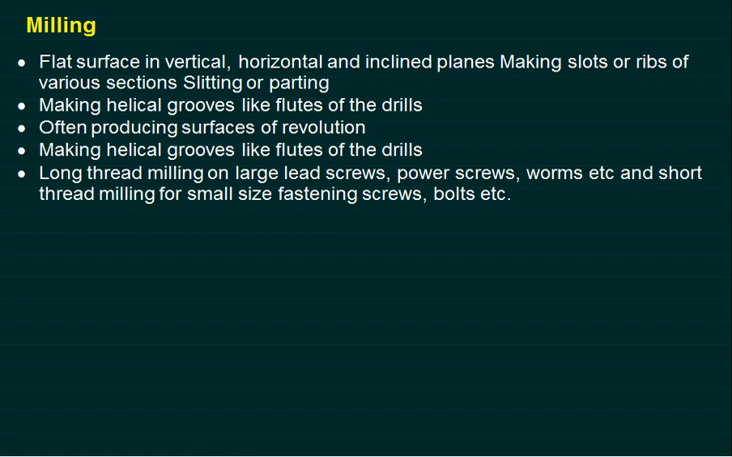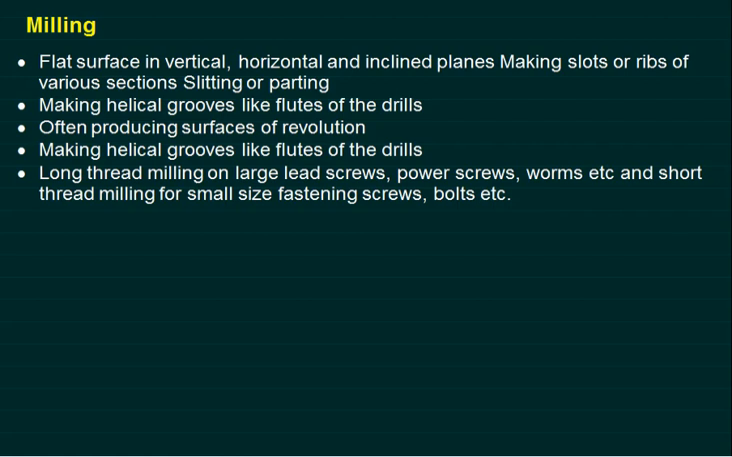In this video, we'll discuss the milling process. The milling process is normally used for flat surfaces in vertical, horizontal, and inclined planes, making slots or ribs of various sections. It is also used for making helical grooves like flutes of drills, and often for producing surfaces of revolution. Long thread milling on large lead screws, power screws, worms, etc. Short thread milling and small size fastening.